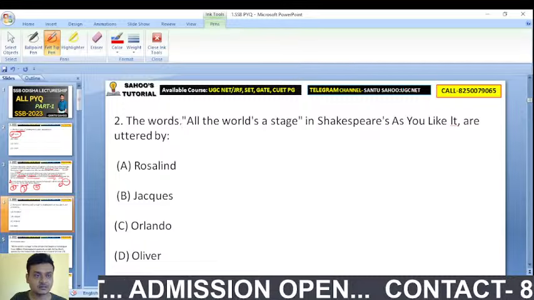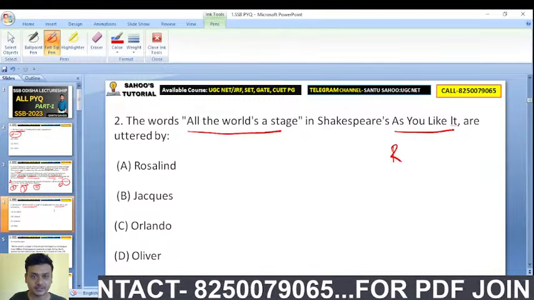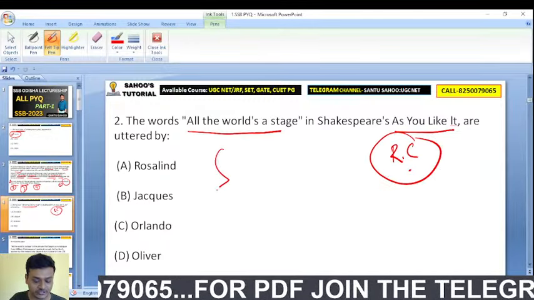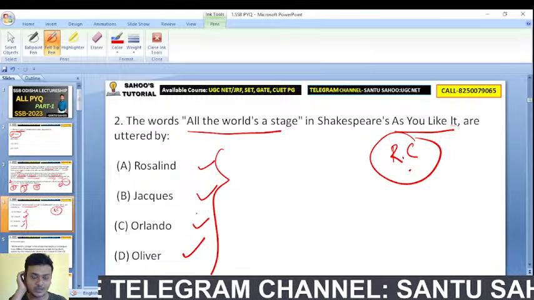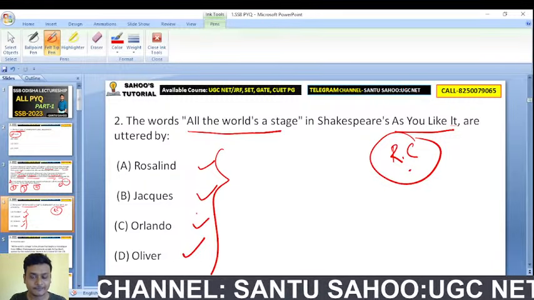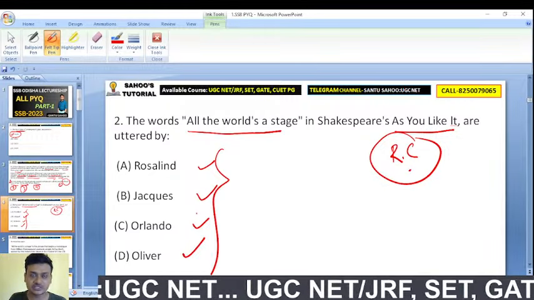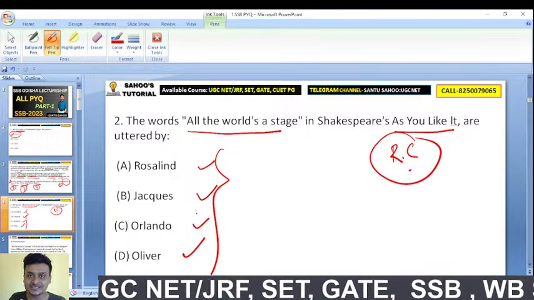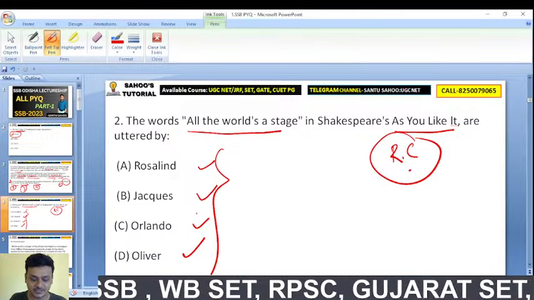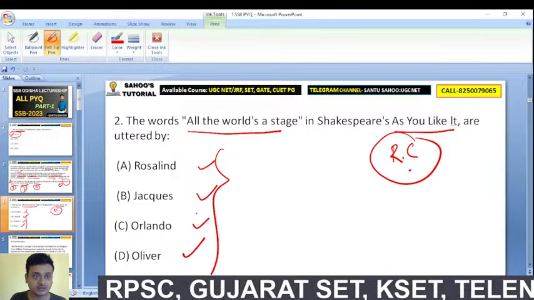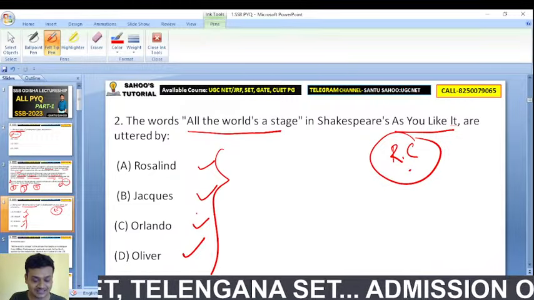Next question: the words like "All the world is a stage" in Shakespeare's As You Like It, the romantic comedy, are uttered by which of the characters? Rosalind, Jaques, Orlando, Oliver. Here the entrance of the characters on the stage is compared to the birth of a human being, and the exit of that character from the stage is compared with the death of a human being. So all the world is just a stage, and we are merely the actors, we are just playing roles.